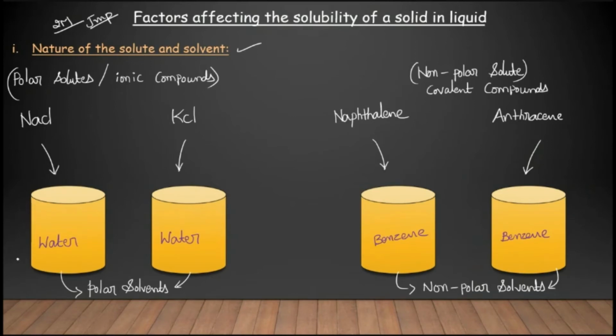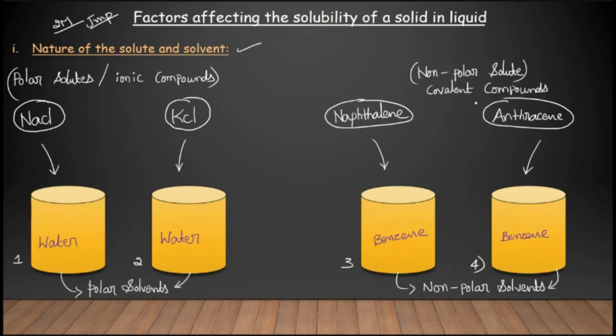So we have taken 4 beakers, 1, 2, 3 and 4. I have taken water in the first and second beaker, and in the third and fourth beaker, I have taken benzene. In the first and second beaker, I'm going to add sodium chloride and potassium chloride. And in the third and fourth beaker, I'm adding some organic compounds, that is naphthalene and anthracene.